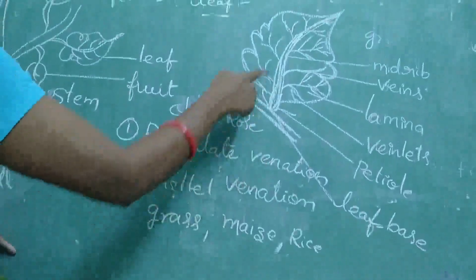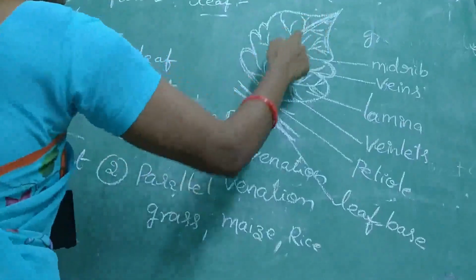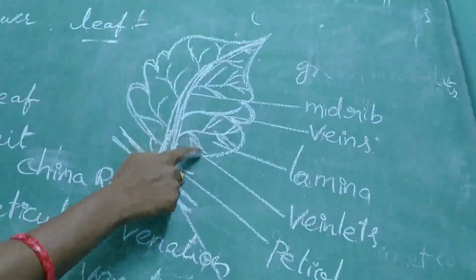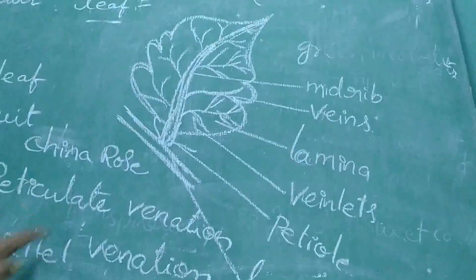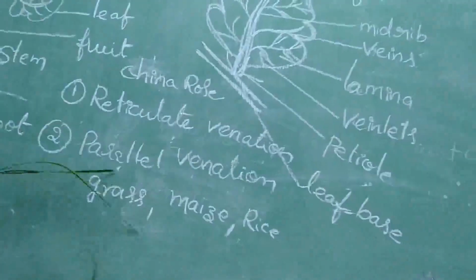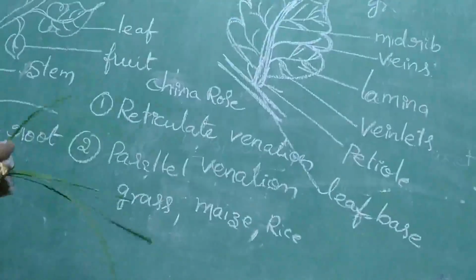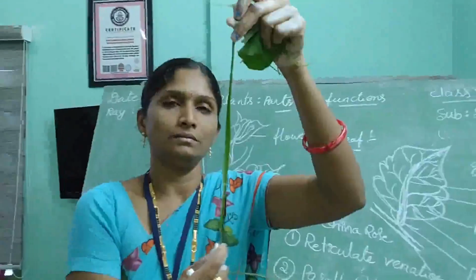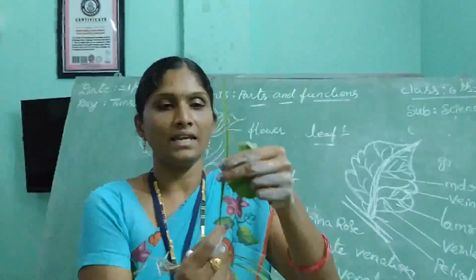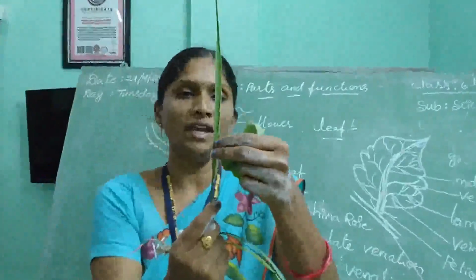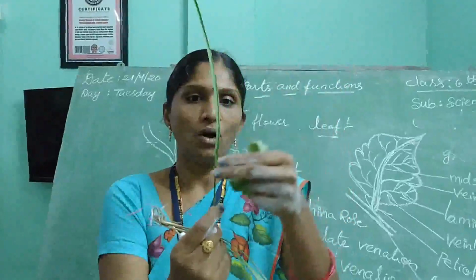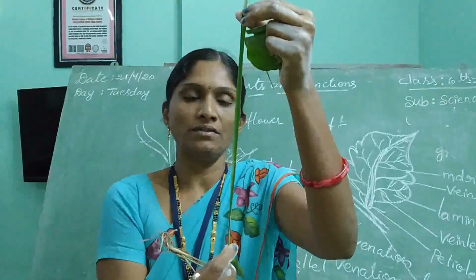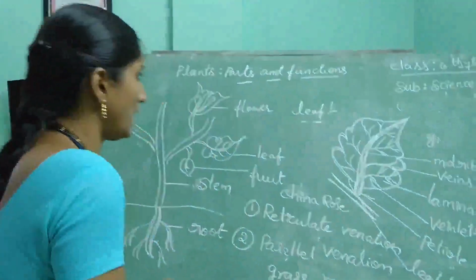Reticulate venation is seen here. It consists of a midrib and lamina, with veins and veinlets like this, a web-like venation. The second, parallel venation, has grass plants as its best example. Here, the veins are thin and all the veins are similar to each other, like this.